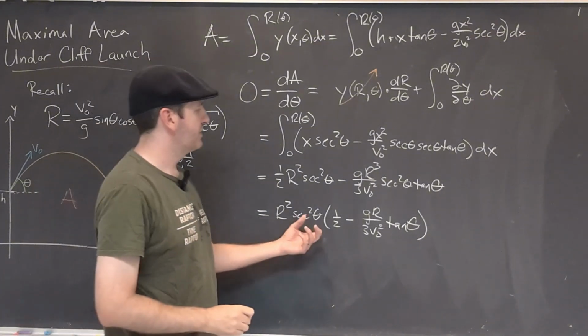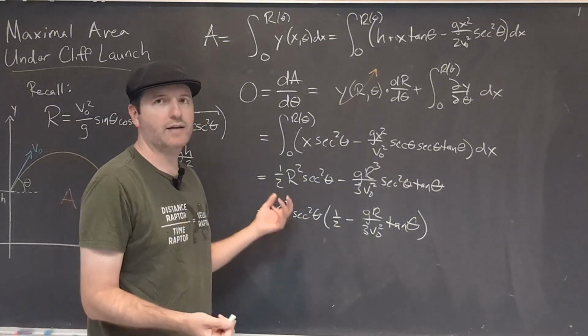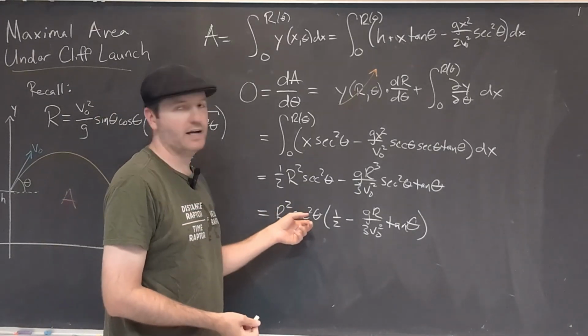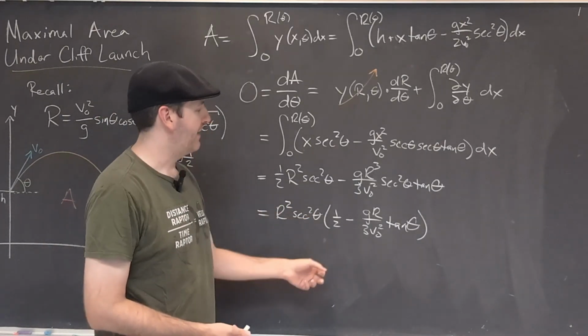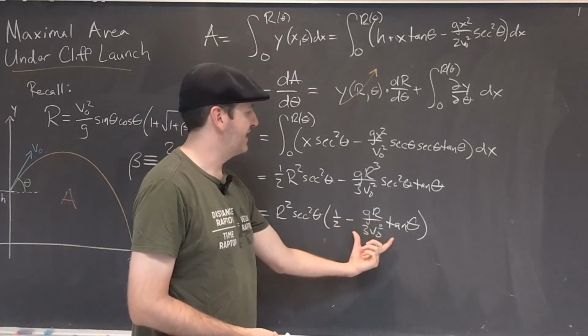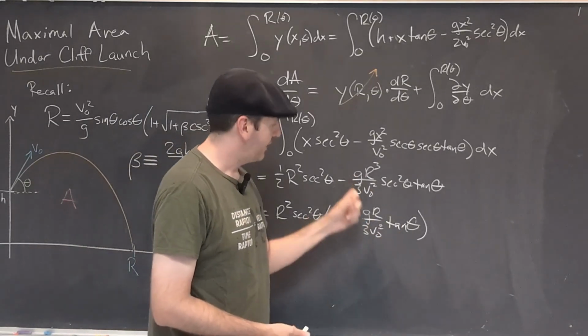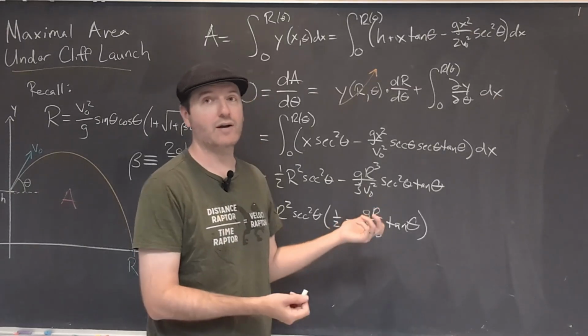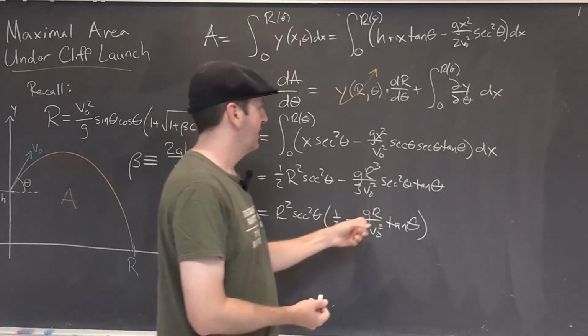And now what we want to do is set this to 0. R is not 0, hopefully, if we're trying to maximize this. Secant is not going to be 0 ever. And then we just have to set this equal to 0. Unfortunately, this is also where the r itself comes in. Don't forget that also depends on theta.